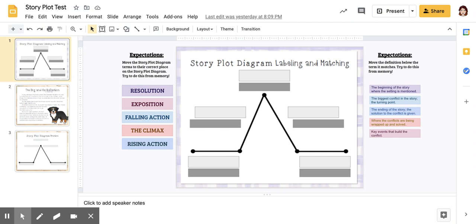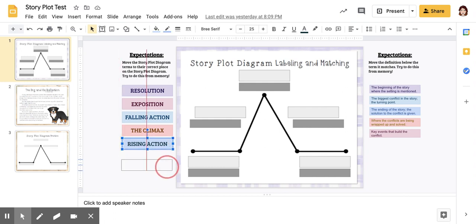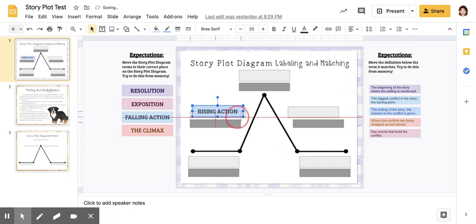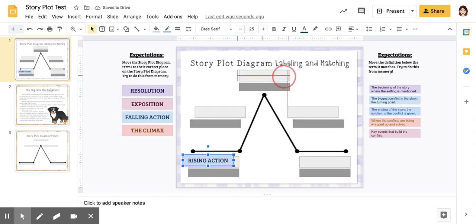Today for your story plot diagram test, you are going to move the story plot diagram terms to their correct place on the story plot diagram. You can click and drag these terms and place them inside the white boxes that they belong in. You'll need to determine where they should belong and place them in the correct position according to what we talked about this week about the story plot diagram.